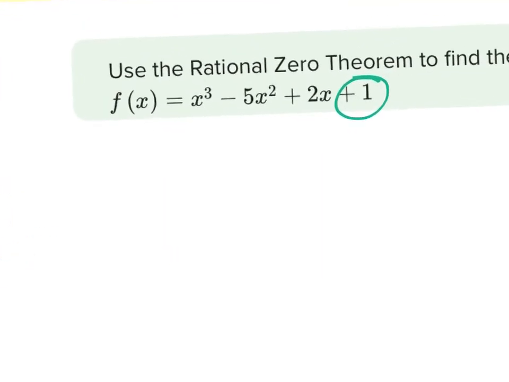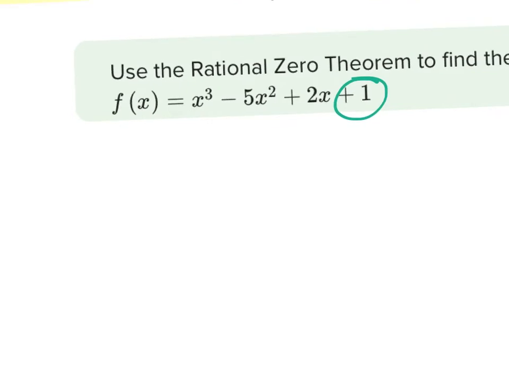Okay, the next one. First, see if you can factor anything. If you can take out an x or take out a common number, that's great. If you can't, then we look at that last term. That last term is 1. So the only two factors that I'm concerned about are positive and negative 1. So let's try 1 with our synthetic division. I get 1, negative 5, 2, and 1.